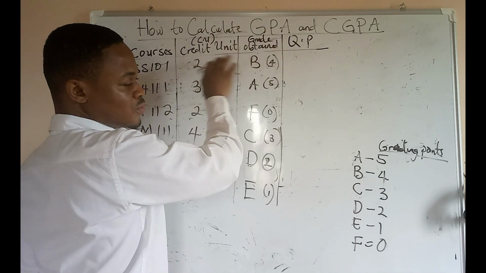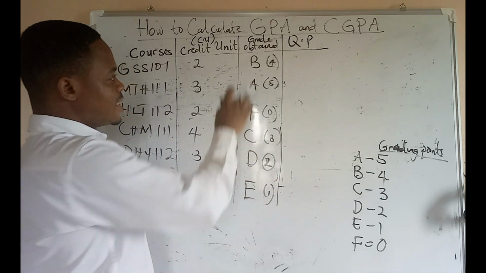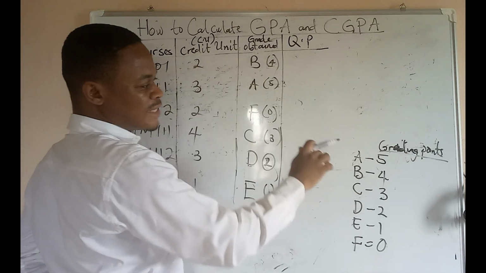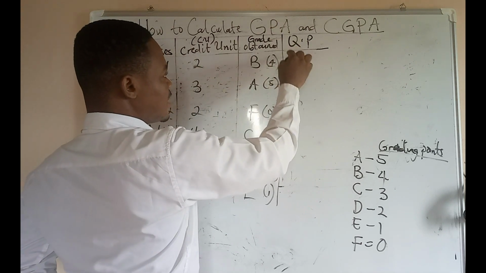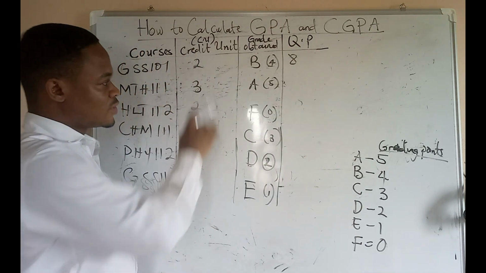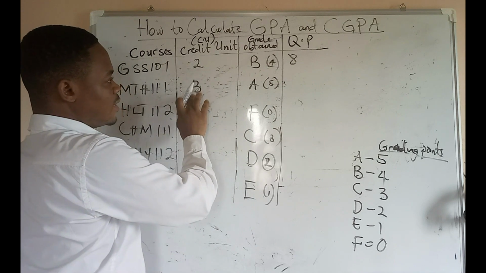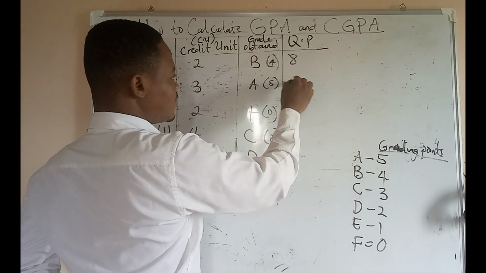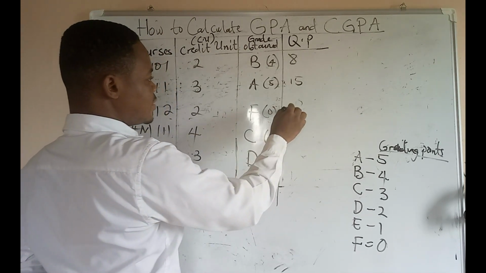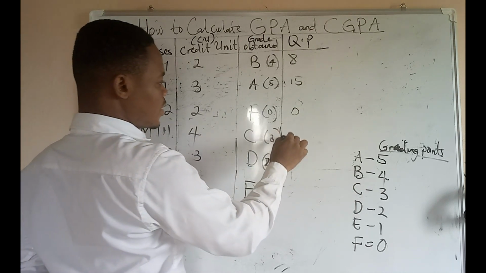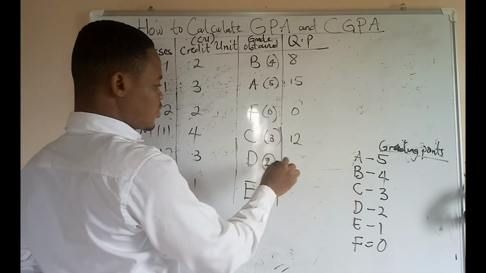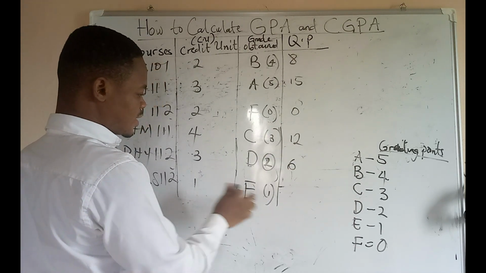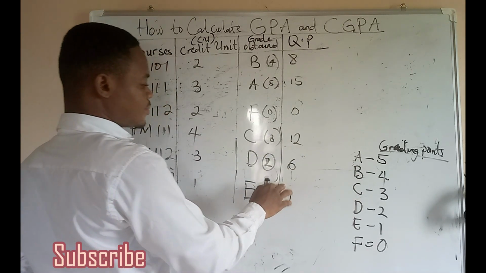So when you multiply these two to give you the quality point, here this person got B and the grading point is 4, meaning that the quality point is going to be 8. That is 2 times 4. Here we have 3 times 5, which is 15. Here we have 0. Here we have 12. Here we have 3 times 2, which gives us 6. And here we have 1 times 1, which gives us 1.